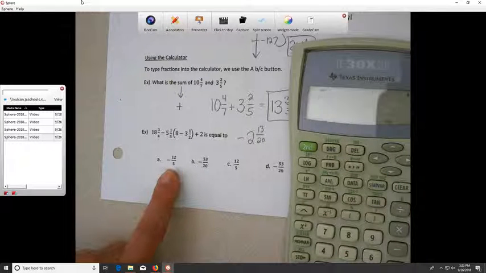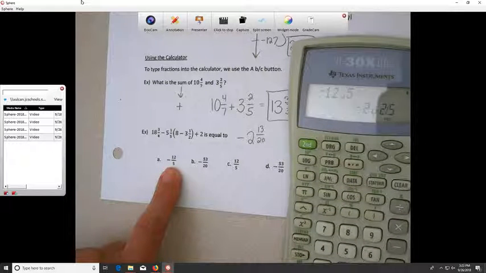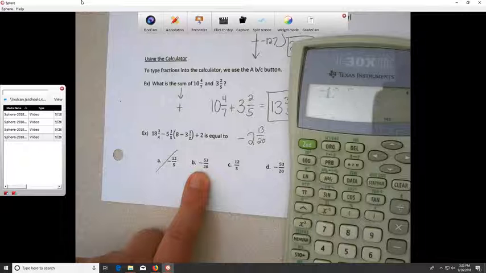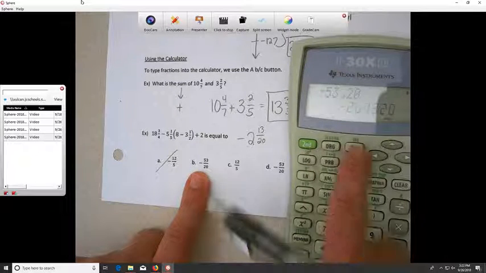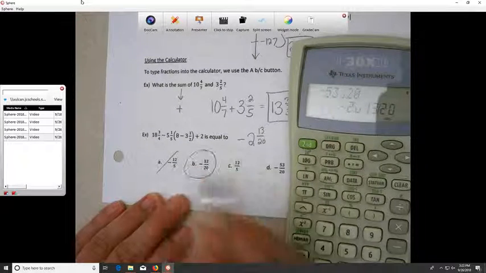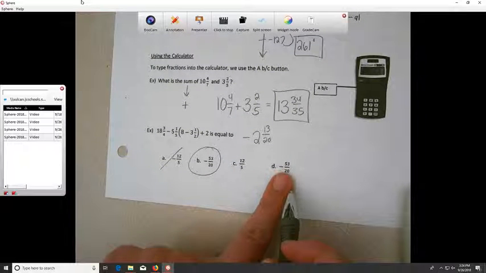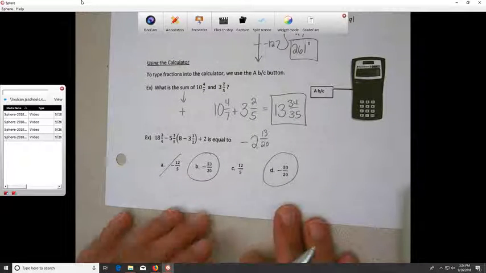So I'm going to type in negative 12 ABC 5. And then it tells me that's negative 2 and 2/5, which is not what we wanted. Alright, so then I do the next one. Negative 53 ABC 20. And that comes out to negative 2 and 13/20, which is what we wanted. Okay, now you may notice if you're looking at these that I accidentally put the same answer on there twice. Alright, so I guess technically both of these are the correct answer. That was just a mistake on my part.